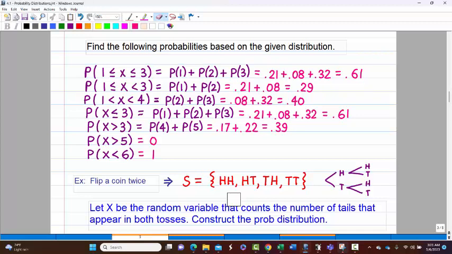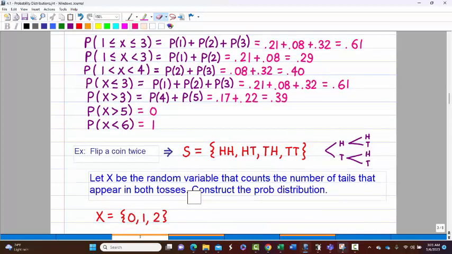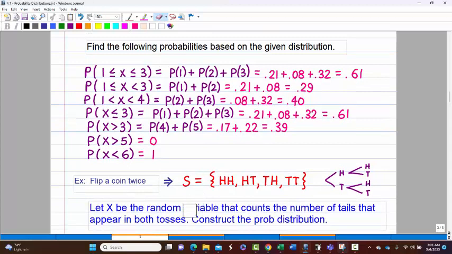So you may be thinking, hey, didn't you tell me that x has to be numerical? The random variable has to be numerical. That's correct. These are not numerical. So x has to be defined from this experiment in a way that would make it numerical. And here's what we came up with. You could do tails or heads. So let x be the random variable that counts the number of tails that appears in both tosses.